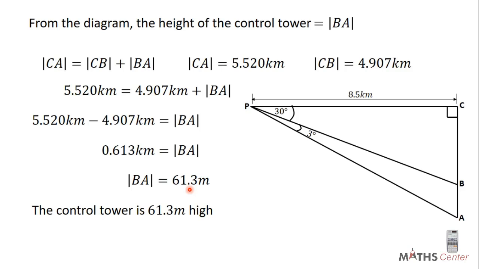So in this question too, we have applied the trigonometric ratios to find the height of the control tower and the shortest distance between the pilot and the base of the control tower.